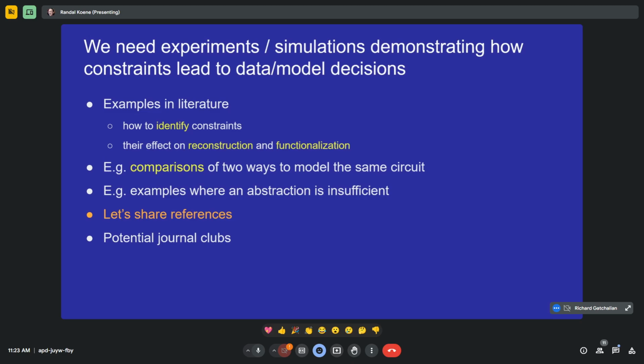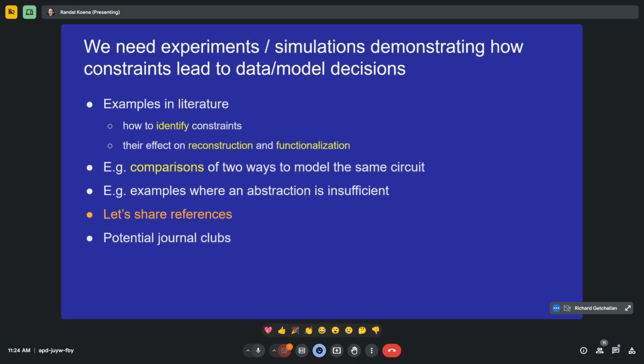As we work on this part of the roadmap update, what we really need is examples to clarify how you identify constraints and how they affect reconstruction and functionalization. So what we could really use is examples from literature where experiments or simulations showed either one or both of those things clearly. I'm thinking, for example, of studies where a circuit was reconstructed both using compartmental models and integrate-and-fire models. Or conversely, studies that show how an abstract model of an oscillator circuit leaves out important functional detail that crucially affects overall system performance.